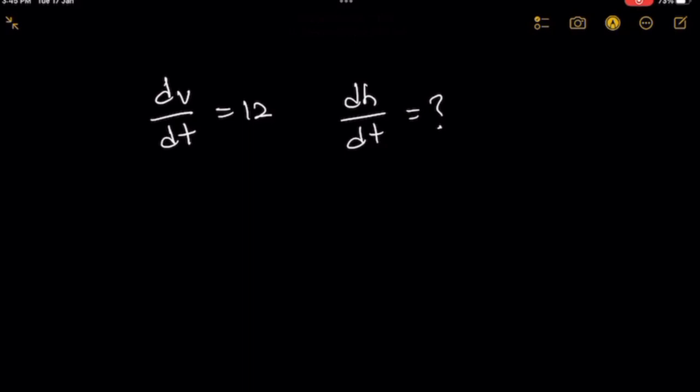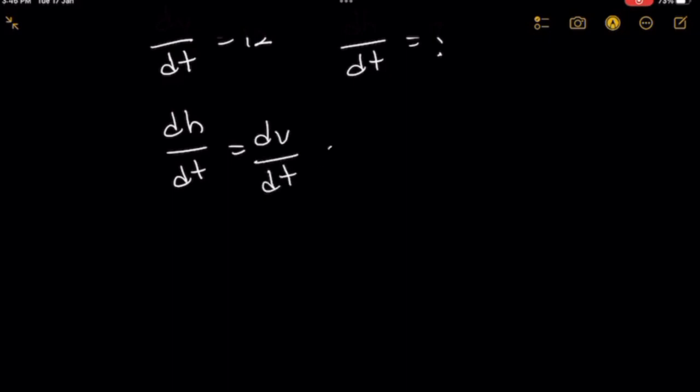Assalamualaikum warahmatullahi wabarakatuh. This is the problem solving of the question. Based on the question, we know that dV/dt is equal to 12, and we must find dh/dt. So how to find dh/dt? dh/dt is equal to dV/dt times dh/dV.